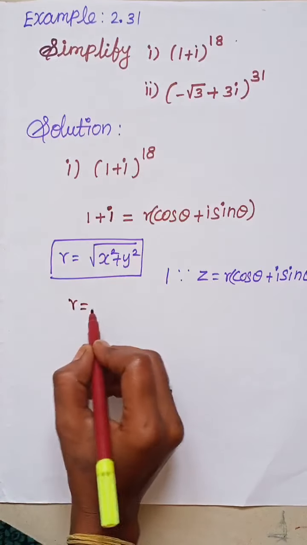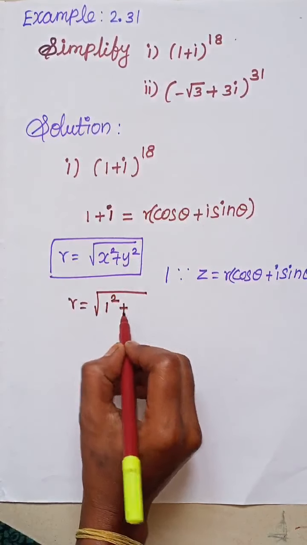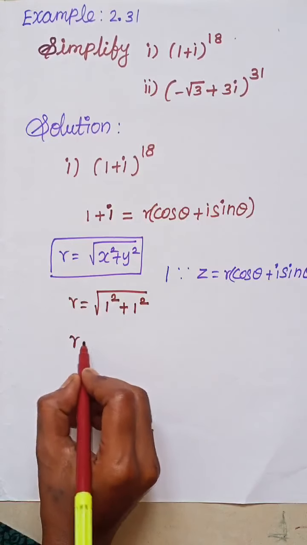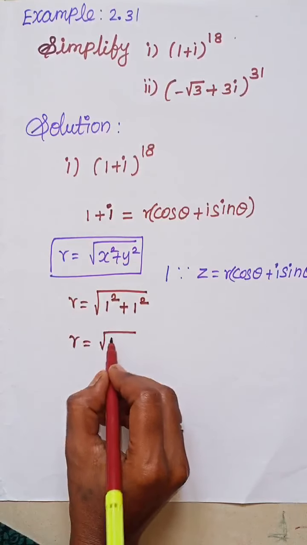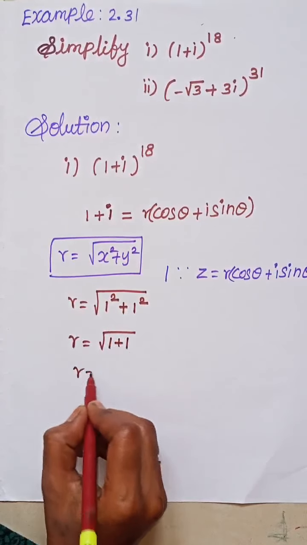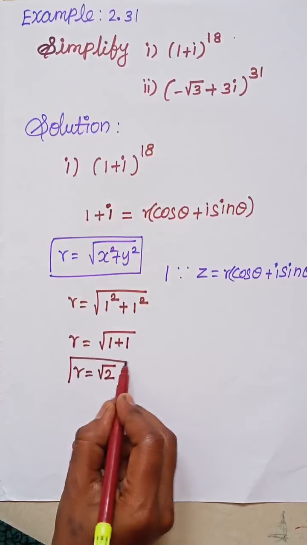Now r is equal to square root of x square, that is 1 square, plus y square, that is also 1 square. So r is equal to square root of 1 plus 1, which is square root 2. So r equal to root 2.